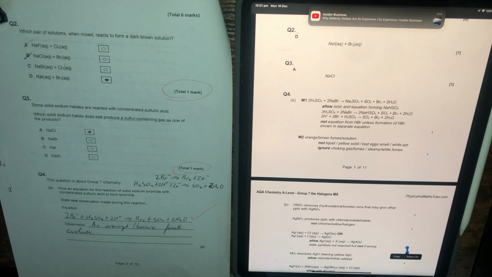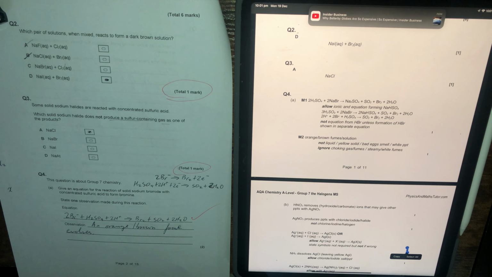6 is B, D. Colorless, allow no visible reaction or no observable reaction. Next one is white misty, steamy or white fumes, or white misty fumes. That's fine. NaCl plus H2SO4 goes to NaHSO4 plus HCl. Yes, acting as a base.